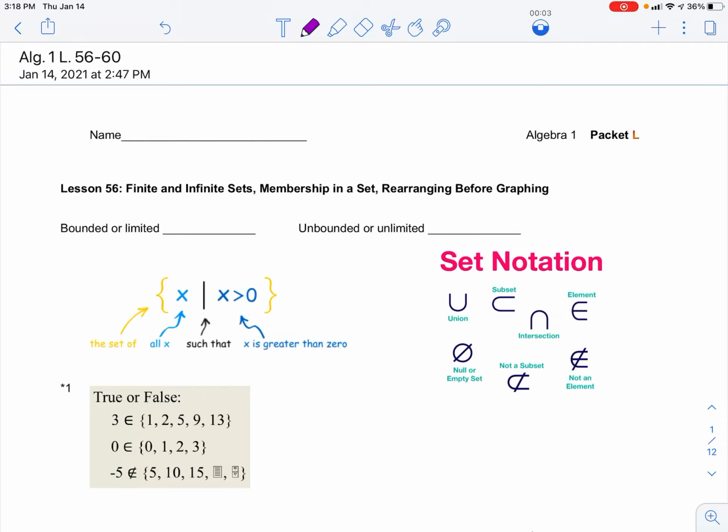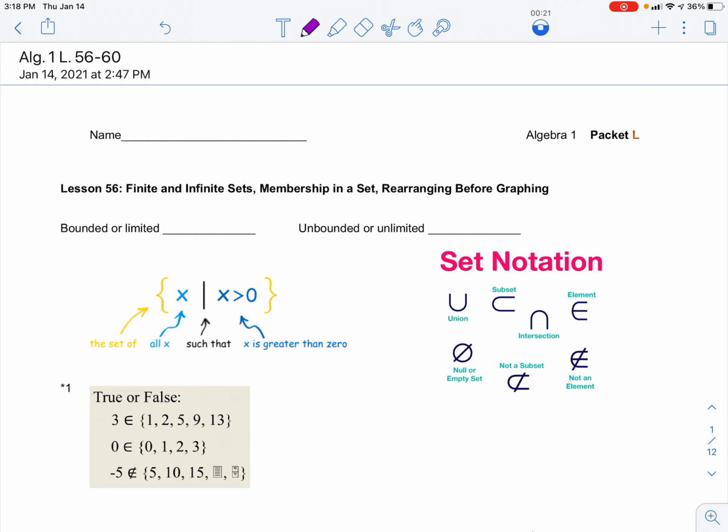Okie dokie. So we are going to be looking at lesson 56 today. We're going to be talking about just a couple of different things. First, we're going to talk about finite and infinite sets. And then we're going to be talking about what it takes to be a member in a set. And then the third thing is a little bit separate from those two concepts.